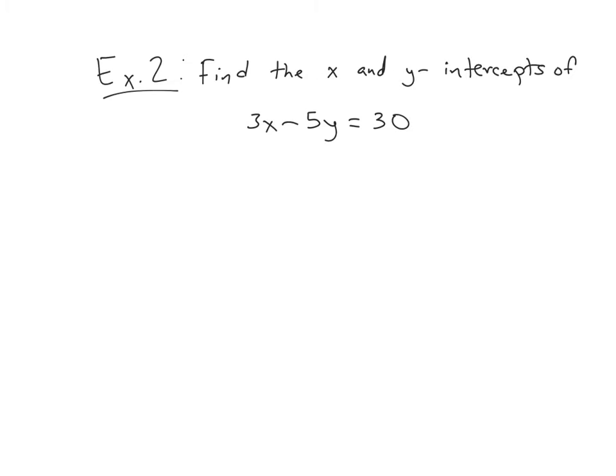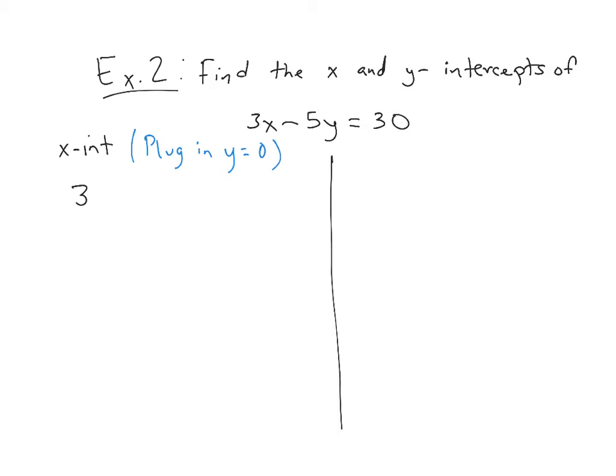All right, here's the second example for you. 3x minus 5y equals 30. So we're going to go ahead and work this one out. Again, we'll do one at a time. So I'll find the x-intercept first, then the y-intercept. Again, to find our x-intercept, we're going to plug in y equals 0.